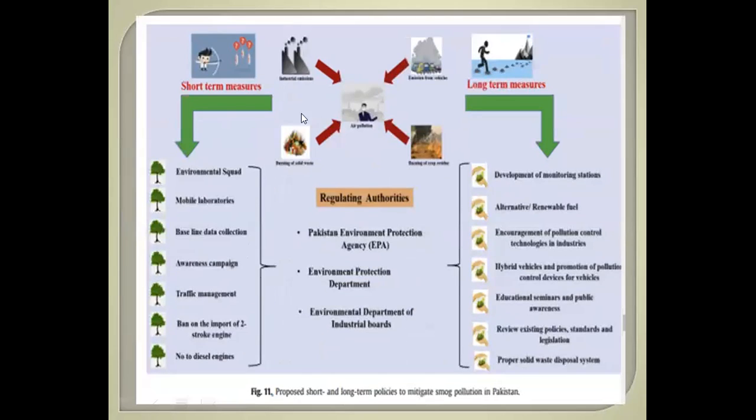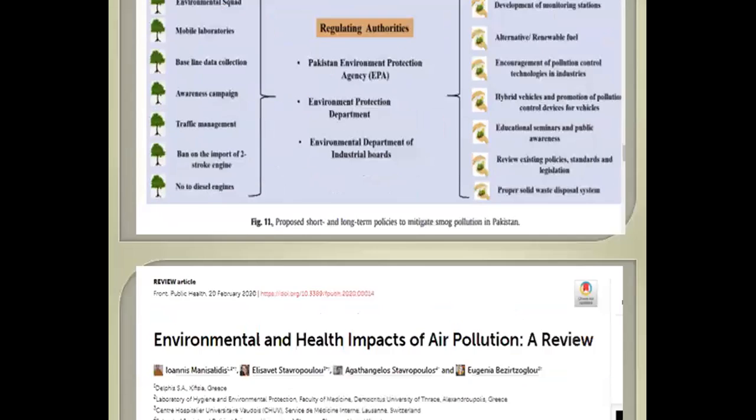And this is presented as short-term measures and long-term measures. Short-term measures include environmental squad, mobile laboratories, baseline data collection, awareness campaigns, traffic management, ban on import of two-stroke engines, no to diesel engines. Long-term measures presented in this systematic review include development of monitoring systems, alternative renewable fuel, encouragement of pollution control, hybrid vehicles and promotion of pollution control devices for vehicles, educational seminars and public awareness, and review of existing policies.